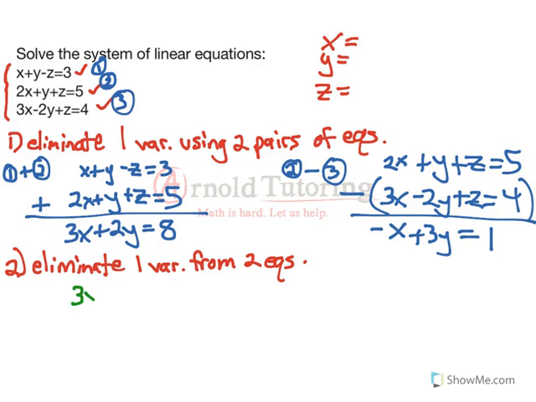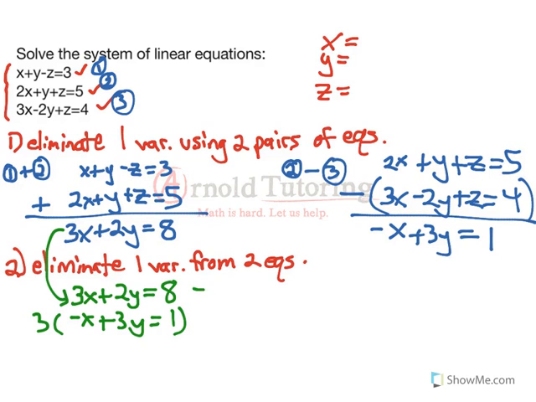Well, I need to look at the first equation as 3x plus 2y equals 8. That's coming from here. And my other equation is negative x plus 3y equals 1. So I can't do addition or subtraction right now and get rid of any of the variables because the coefficients are all different. So what I'm going to do first is multiply this by 3. The reason I did that is so that the coefficients in front of x match.